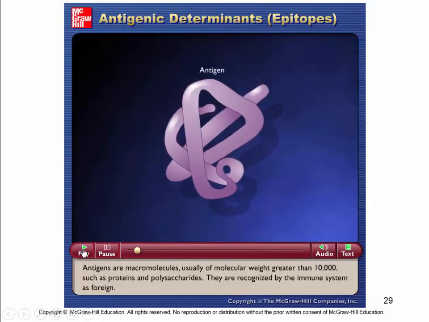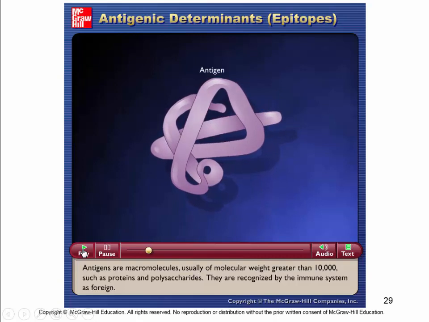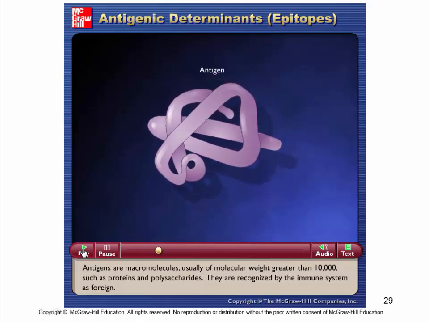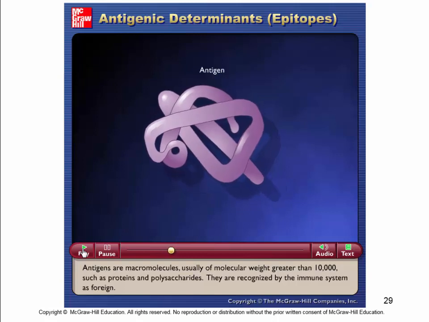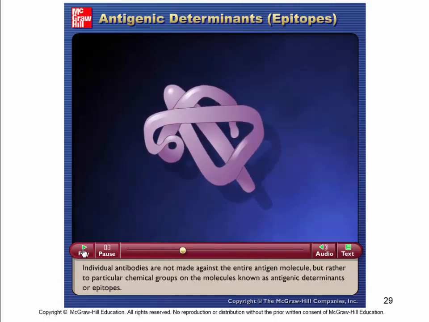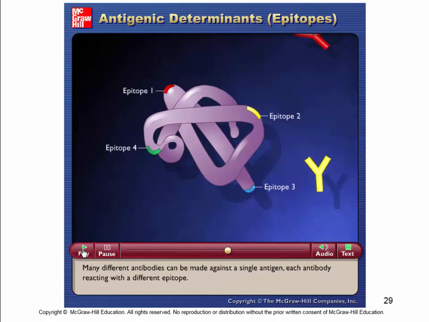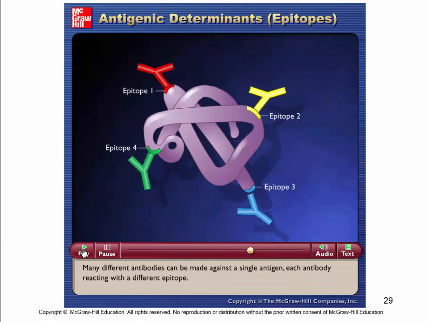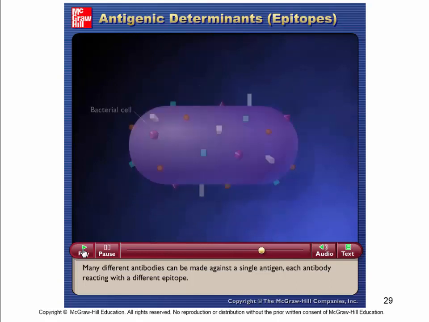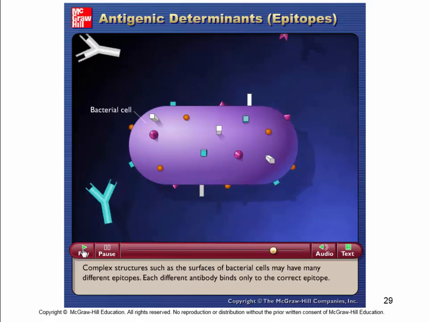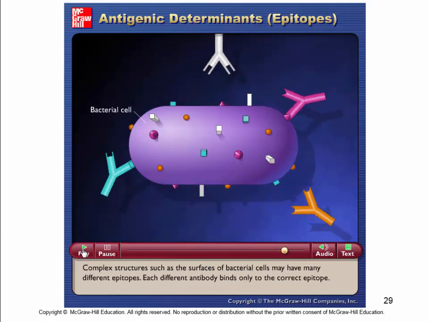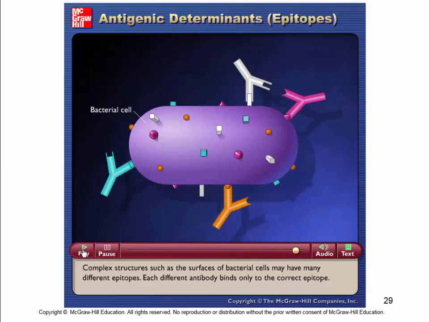Antigens are macromolecules, usually of molecular weight greater than 10,000, such as proteins. They are recognized by the immune system as foreign. Individual antibodies are not made against the entire antigen molecule, but rather to particular chemical groups on the molecules known as antigenic determinants or epitopes. Many different antibodies can be made against a single antigen, each antibody reacting with a different epitope. Complex structures, such as the surfaces of bacterial cells, may have many different epitopes. Each different antibody binds only to the correct epitope.